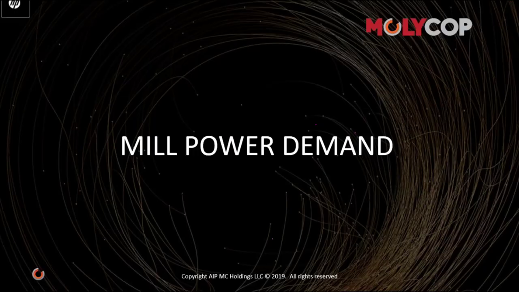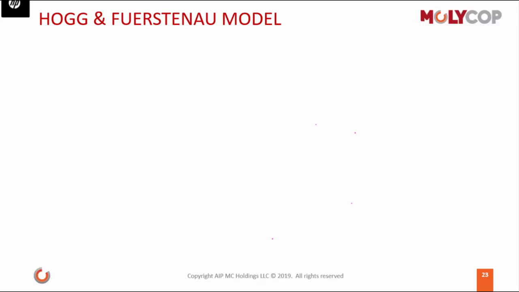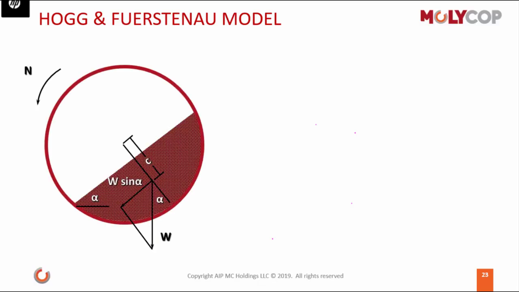This is about the grates and the pebbles. What about the mill power demand? The mill power demand is another important variable, because as I mentioned at the beginning, SAG milling is energy related, and so for doing the comminution, we need power. And in Molycop we use the Hogg and Fuerstenau model, and this is a very well known model, where the model says that the power is related to the torque and the mill speed.